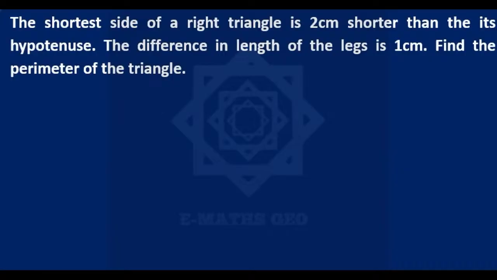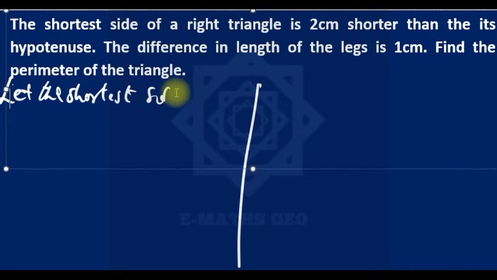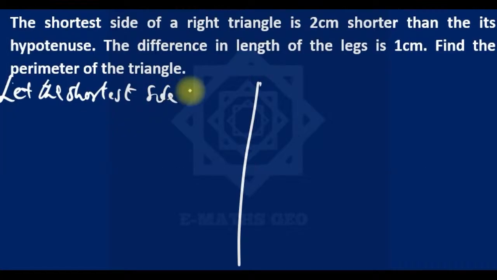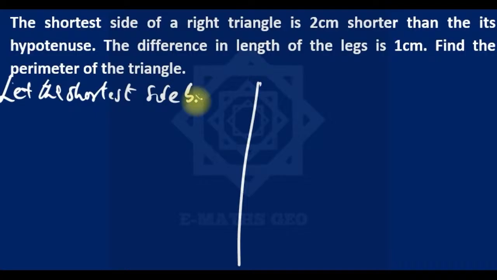The shortest side of a right triangle is 2 cm shorter than its hypotenuse. The difference in length of the legs is 1 cm. Find the perimeter. Okay, so let the shortest side be x.